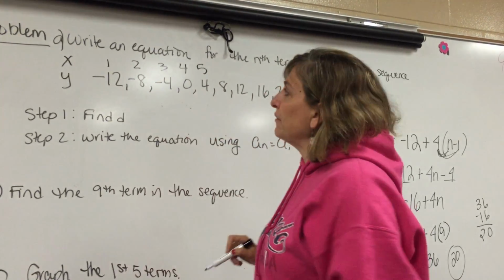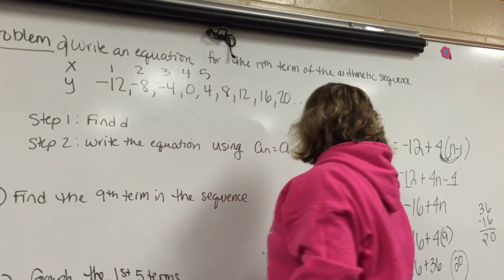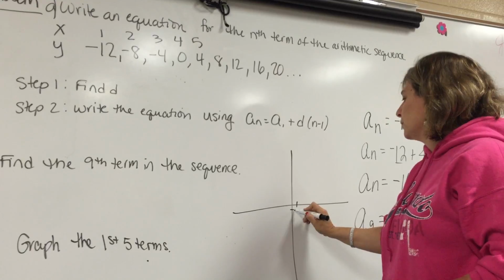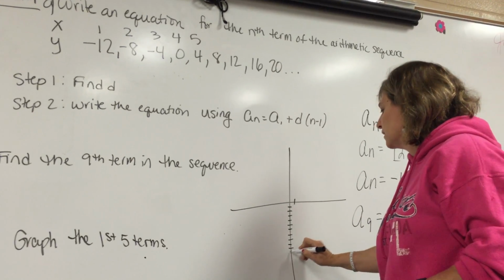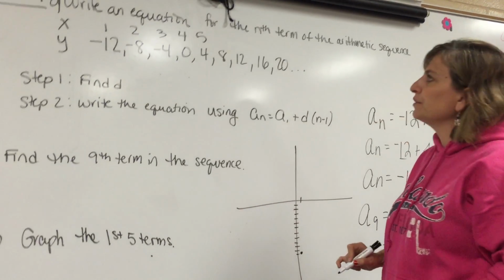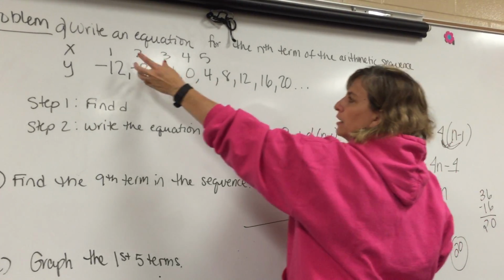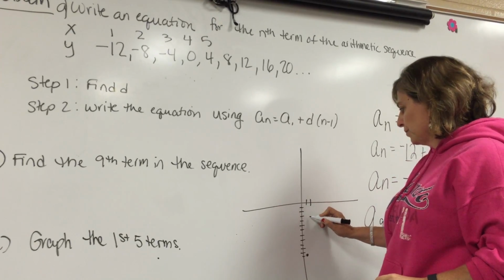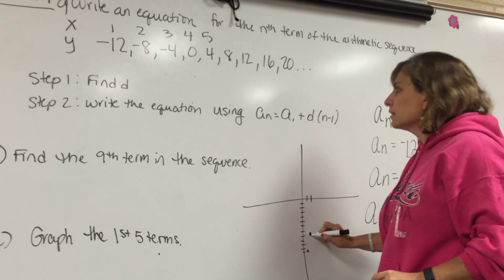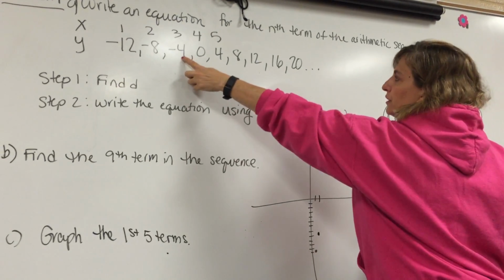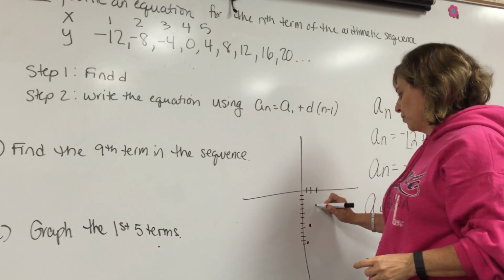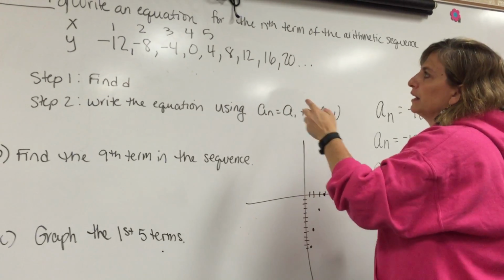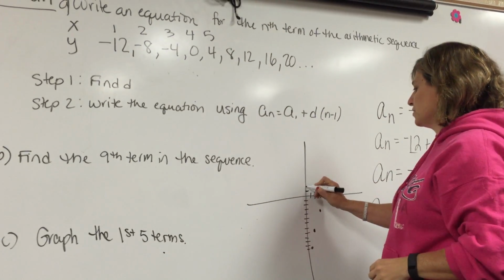So the way you graph it is you're going to graph 1, negative 12. So here's my graph, just like you know how to graph. 1, 2, 3, 4, 5, 6, 7, 8, 9, 10, 11, 12. Negative 12. The next coordinates in this graph are 2, negative 8. 2, 1, 2, 3, 4, 5, 6, 7, 8. Then I have 3, negative 4. 3, 1, 2, 3, 4. Then I have 4, 0. And then I have 5, 4. 5, 1, 2, 3, 4.